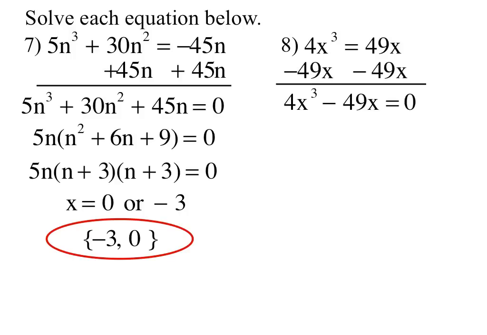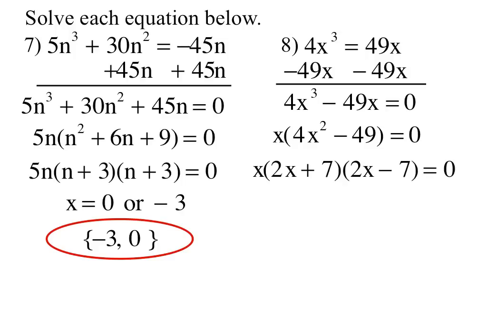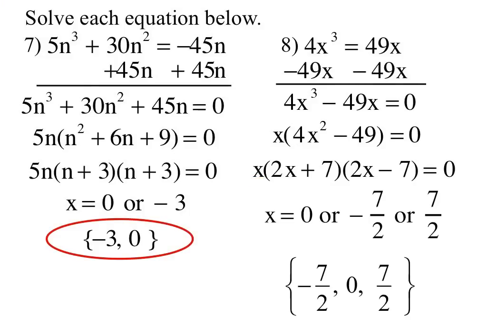Subtract 49x. I'm left with something that's looking kind of nice, but I don't have a perfect square with that x to the third, so factor out an x. Now I'm left with a difference of squares. Break it down to 2x plus 7 times 2x minus 7, and we end up with a 0. And don't forget your GCF of that additional x there. Okay, so we should end up with x equals 0, x equals positive 7 over 2, and x equals negative 7 over 2.